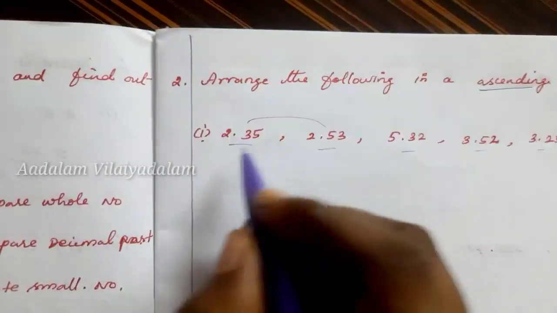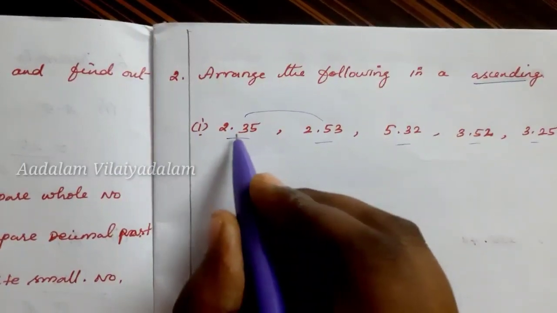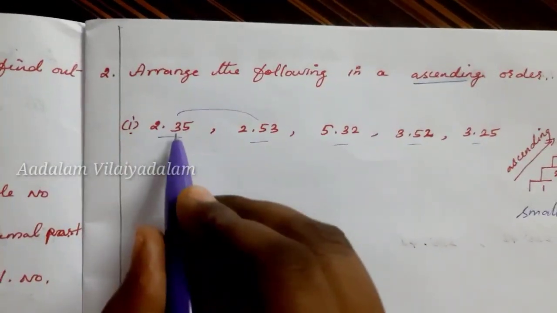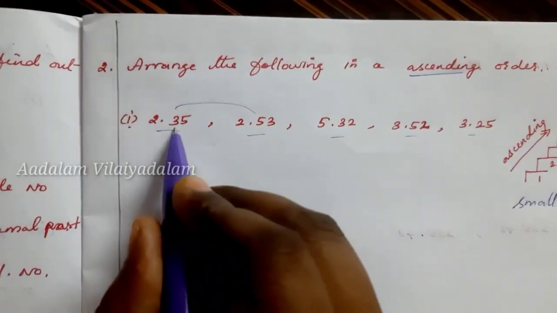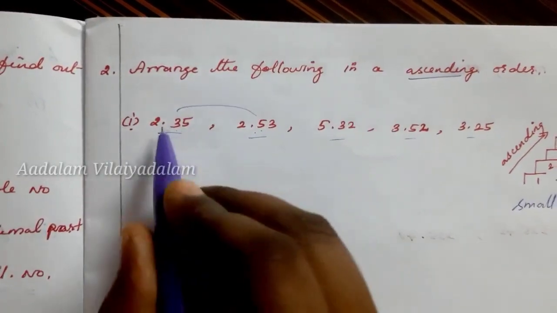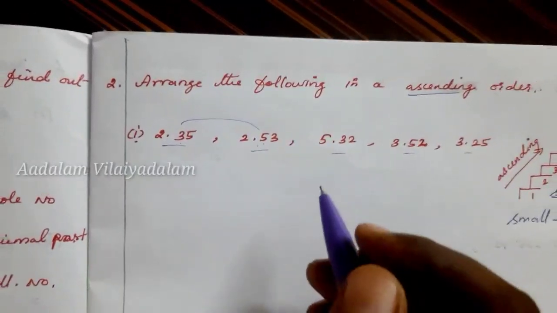So comparing these two, we can say the whole part, 2 and 2, is common or the same. Next, move to the decimal part. Here is 3, here is 5. So which is the smallest one? 2.35 is the smallest one.